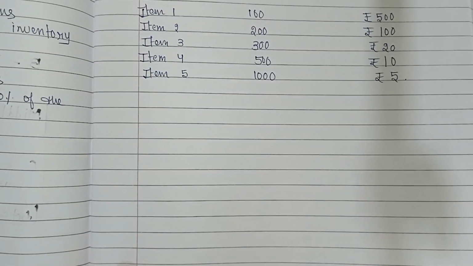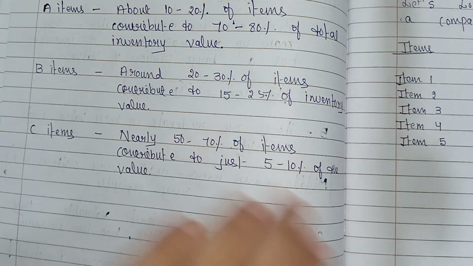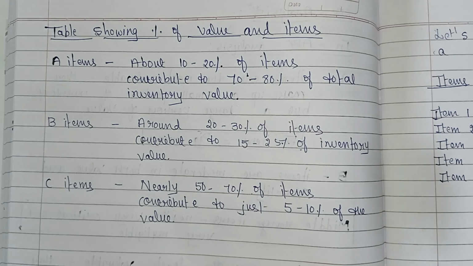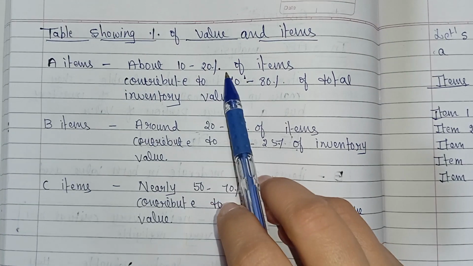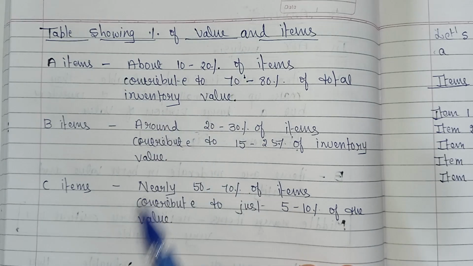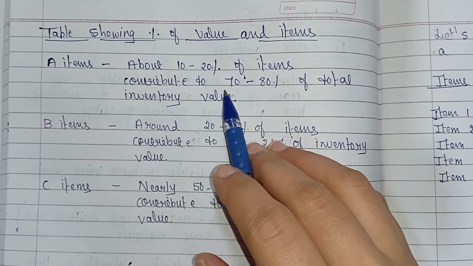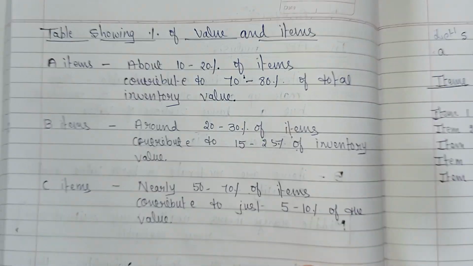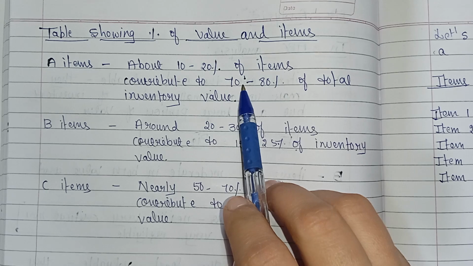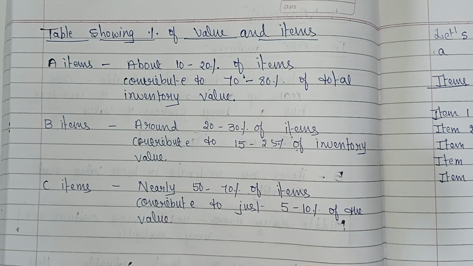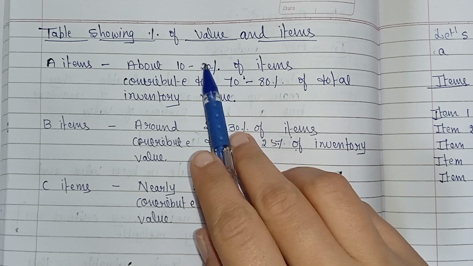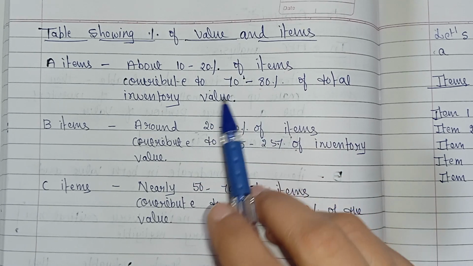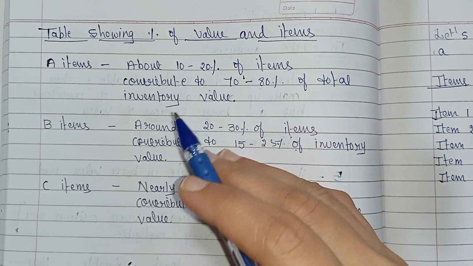Now see here the table showing the percentage of value and items. It is a quick breakdown of these items. A items, about 10 to 20% of items, contribute to 70 to 80% of the total inventory value. Only 10 to 20% of items, but they contribute 70 to 80% of total inventory value. Means few items, big money. Clear? A few items are very expensive or valuable.